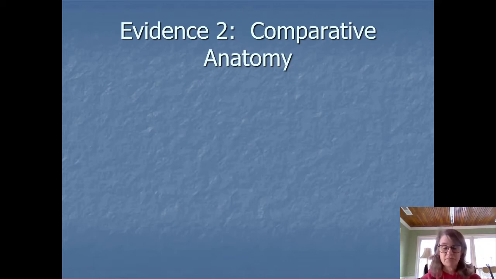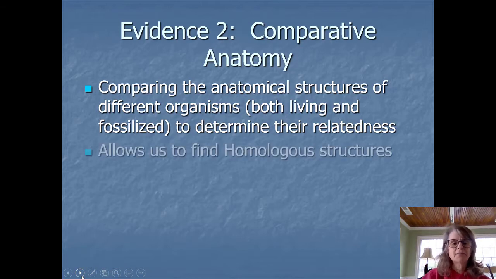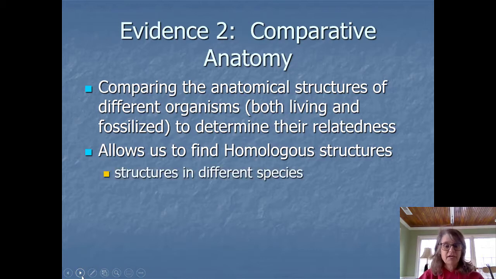So anatomy are different parts of the body, and comparative just means we are comparing different body parts of different organisms. So comparing the anatomical structures of different organisms, both living and fossils, to determine how related they are. Now, what this allows us to do is find body part structures called homologous structures, okay?